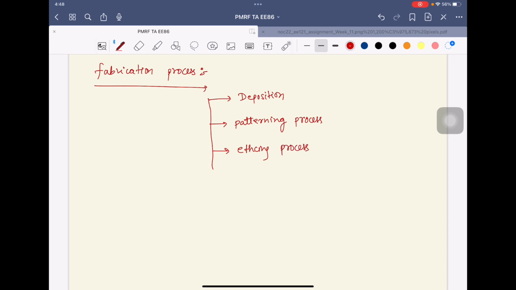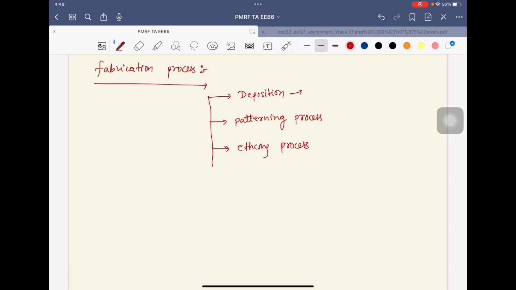Okay, so many processes lead to deposition, many different types of deposition process are there. Some of them are the sputtering process.